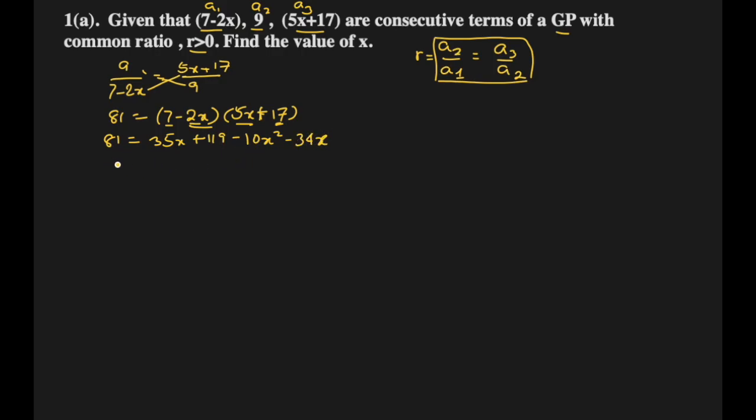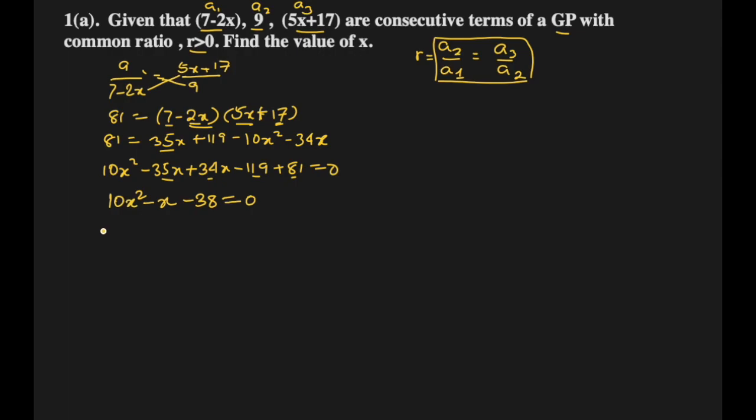Now let's bring everything to the left side, x squared first. It will become positive 10x squared on the left, then minus 35x plus 34x, minus 119, and we had 81 already here. So 10x squared minus x, minus 35 plus 34, and 81 minus 119 is minus 38, equal to 0. So now we can use the quadratic formula or factoring.